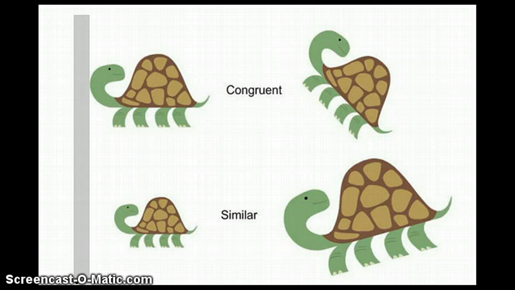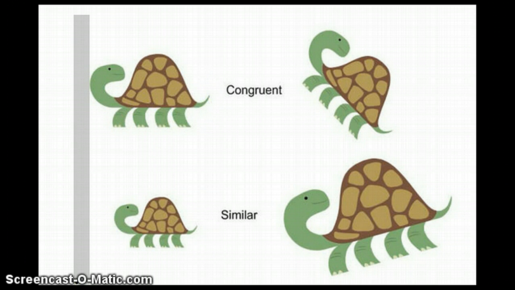As you can see with these turtles, the top turtles are congruent. The one on the right looks like it's been translated and maybe rotated a little bit, but it is the same size as the original turtle on the left.